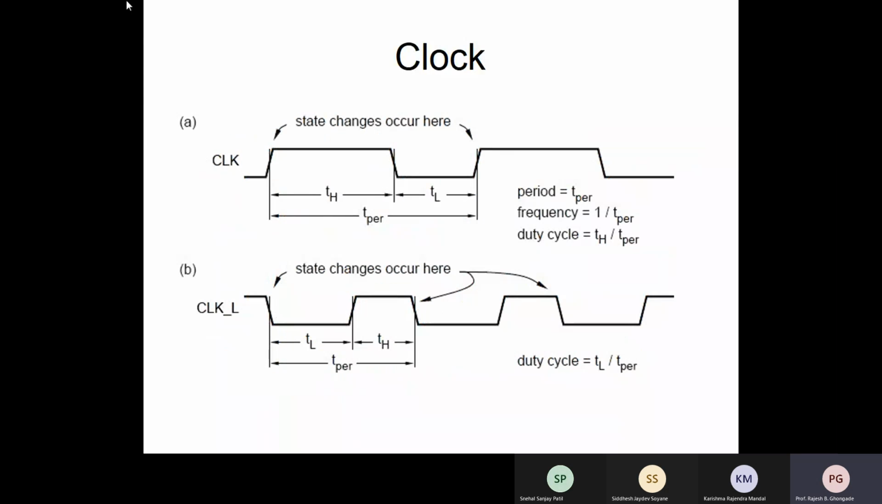Here you can see that the state changes are happening at the rising edge of the clock. So the state changes will happen at these parts, not over here or over here. In the other variety, the state change will occur over here or over here. So that is how we can say that there are two types of clocks, active high clock and active low clock.